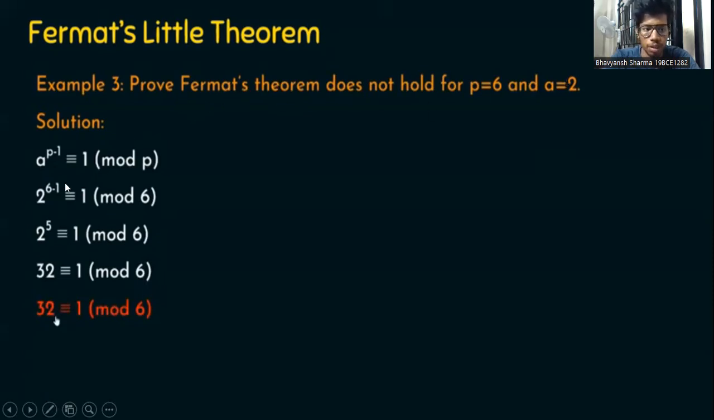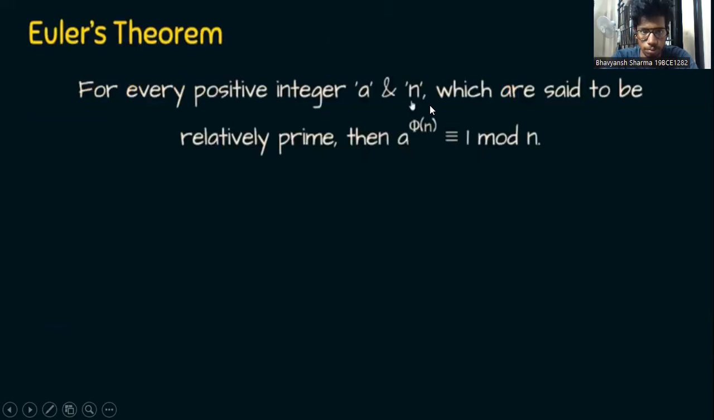Let's prove it. 2 to the power 6 minus 1 is nothing but 2 to the power 5, which is equivalent to 32. Now 32 modulo 6, or P, gives us 2 and not 1. Hence Fermat's little theorem has been violated. So P equal to 6 and A equal to 2 doesn't follow Fermat's little theorem. Now moving on to the Euler theorem.